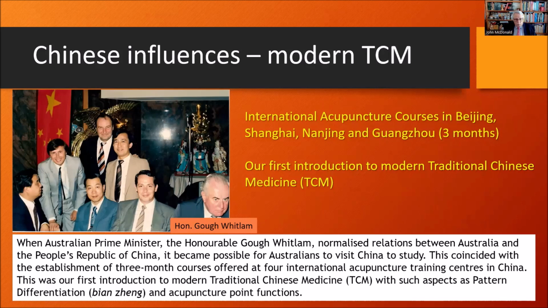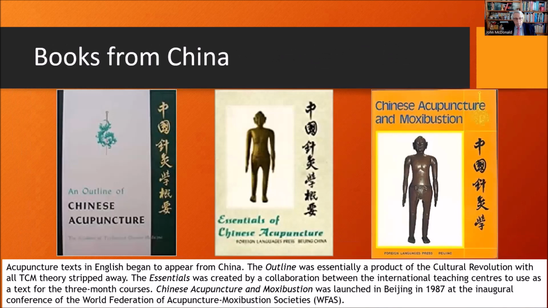This was our first introduction to modern traditional Chinese medicine, TCM, with such aspects as pattern differentiation, bianzheng, and acupuncture point functions. Acupuncture texts in English began to appear from China. The Outline was essentially a product of the Cultural Revolution, with all TCM theory stripped away.